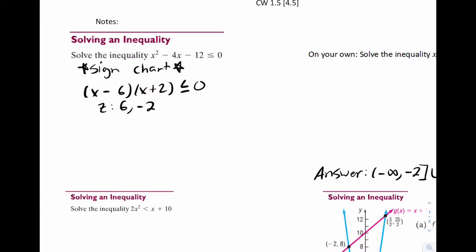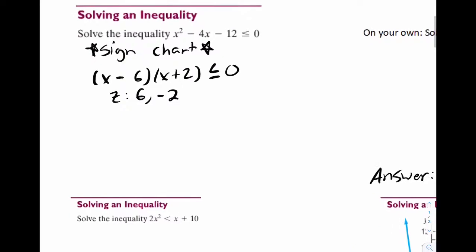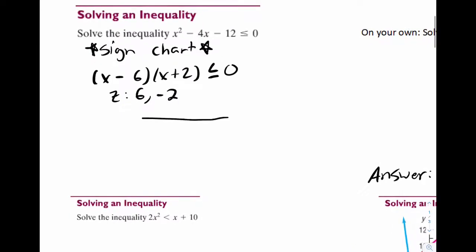Now from there, we're going to make what's called a sign chart. To do that, you first make a line like this. And that is a number line. You put the zeros in order, meaning negative 2 should be right about here, and then 6 will be about here. It doesn't really matter where it is as long as it's in the correct order. So negative 2 should come before 6.